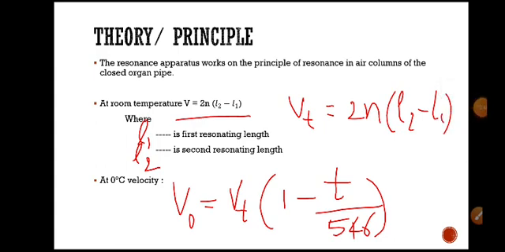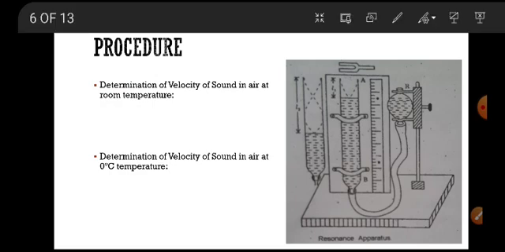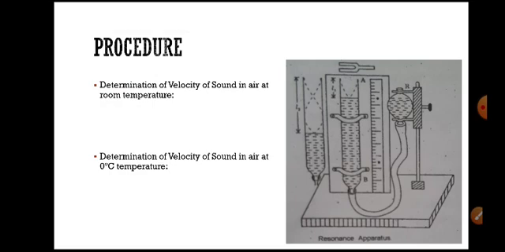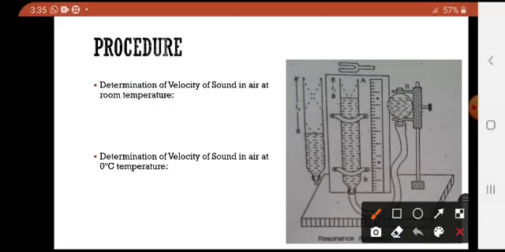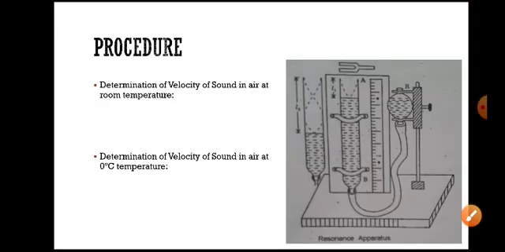So here we have the procedure. The procedure is, first, fill the apparatus. The apparatus, that is the resonating pipe, or the main pipe of iron or steel, this pipe is filled with water, and the reservoir is raised upward.